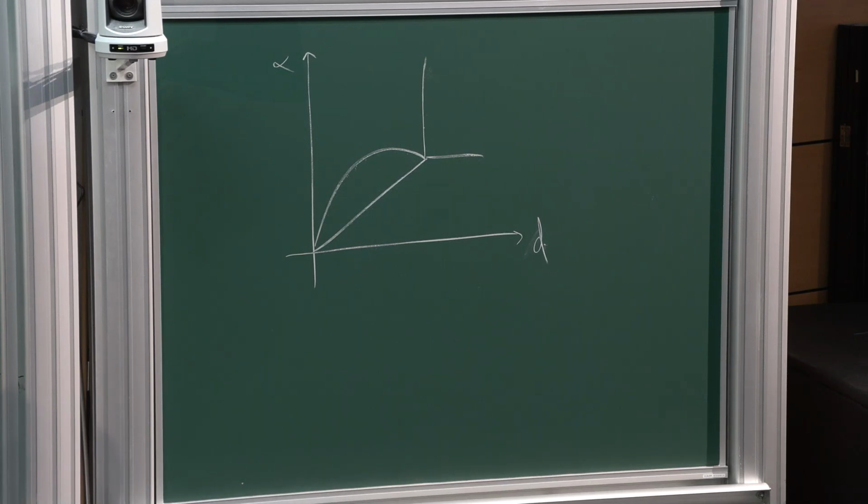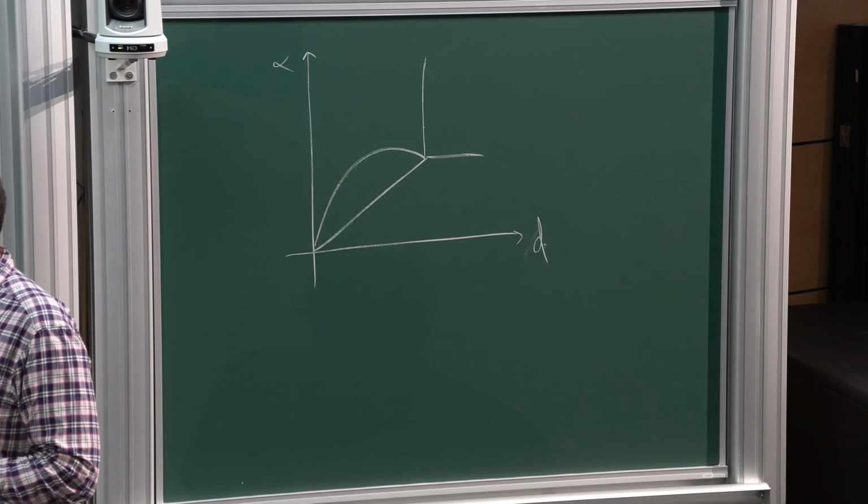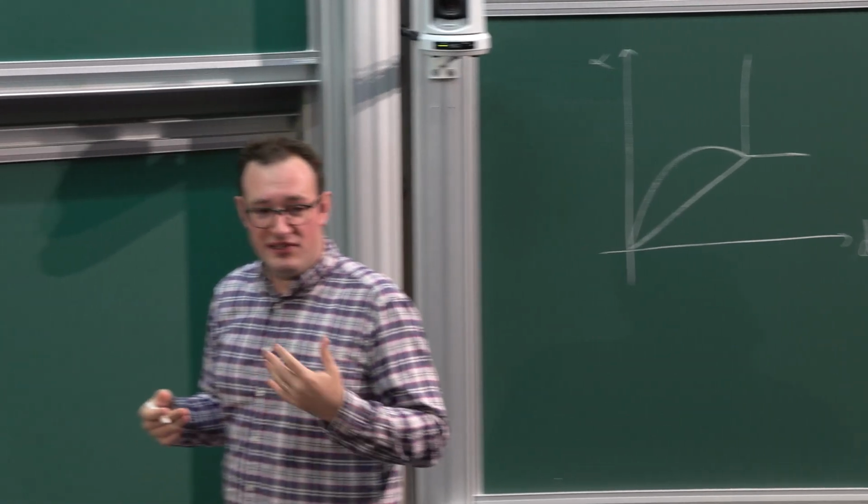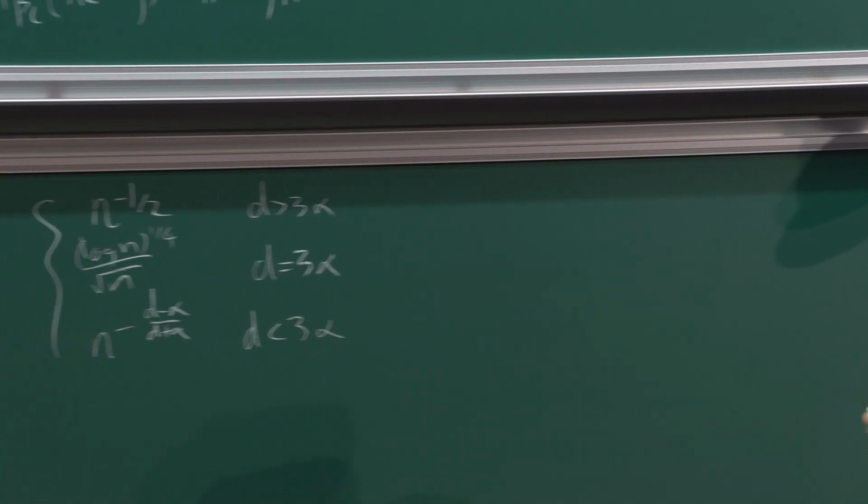Okay. Now, the proof of this, basically it introduces a way of doing a renormalization group type analysis for percolation.